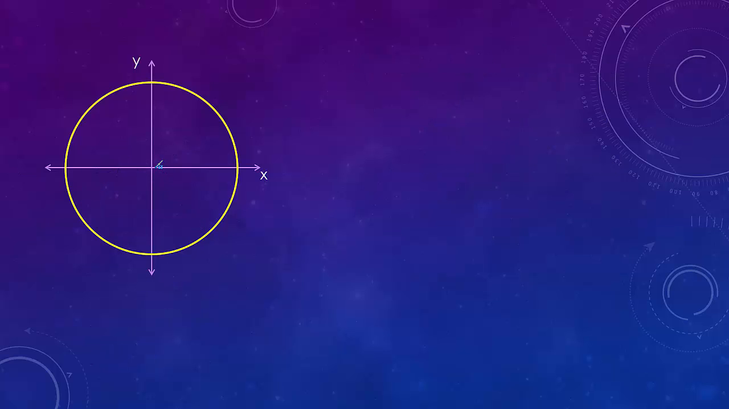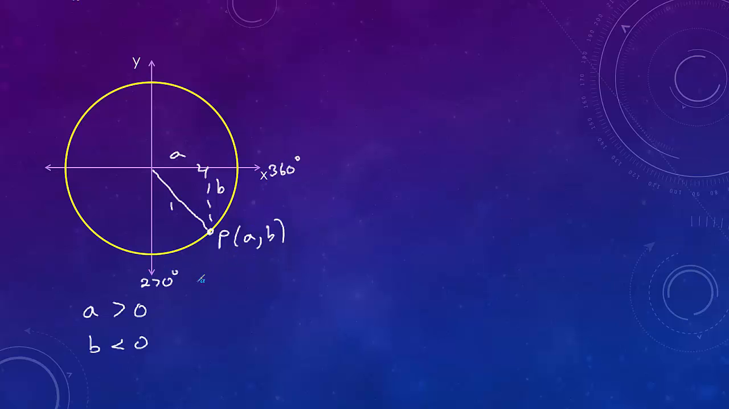So finally the fourth quadrant, and we should know what's happening by now. We're going to take a point here, P, A, B. We can see that the x-coordinate, so A, is going to be positive and B is going to be negative. And we'll form a right-angled triangle so that this is A, this is B, this is 1. And we're going from 270 degrees around to 360 degrees, which means 3 pi by 2 radians around to 2 pi radians.